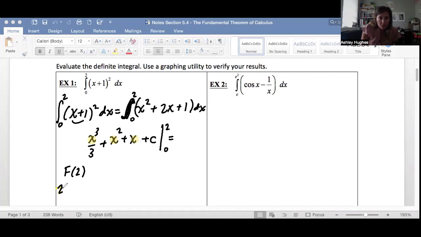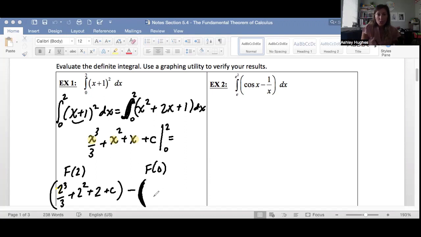So we have 2 cubed over 3 plus 2 squared plus 2 plus c. That's F of 2. And then we need to subtract F of b, F of a, F of 0. Well, I need to put parentheses here. That is a really big important thing, because when you go to subtract, you want to subtract your entire group. But we're plugging in 0, and what happens when I plug in 0 is actually these all 0 out. And so you're just going to get minus c.